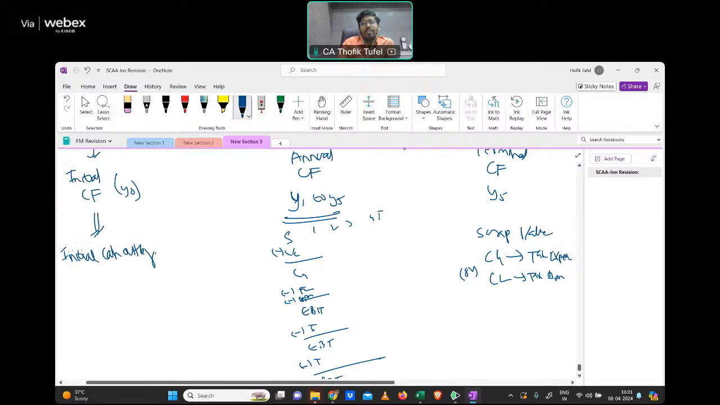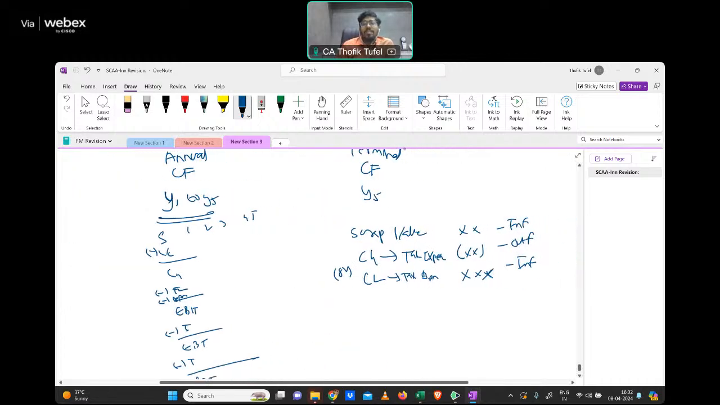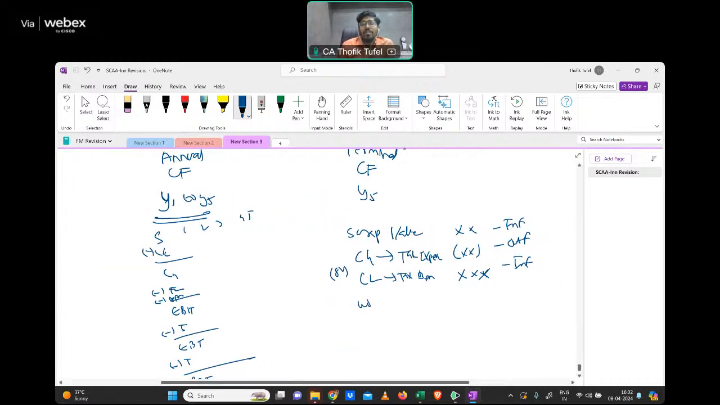We have one more adjustment, which is called working capital adjustment. Whenever a working capital amount is given, it is something you invest in year 0, and it will be recovered at the end of the project. So the initial cash outlay includes working capital investment, and at the end of the project life, the working capital is recovered as working capital recovery.